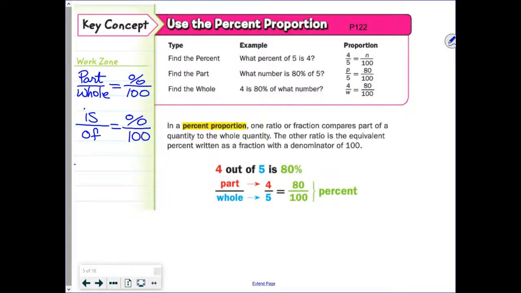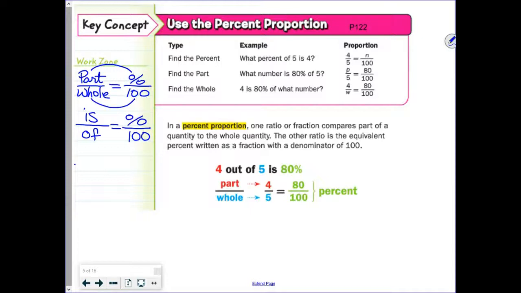Remember, when we set up a proportion, you should have same things on top, same things on the bottom, which means the percent and the part are going to represent the same things. The whole and 100 represent the same things. Remember, 100% of the whole is the whole, so they are equal.